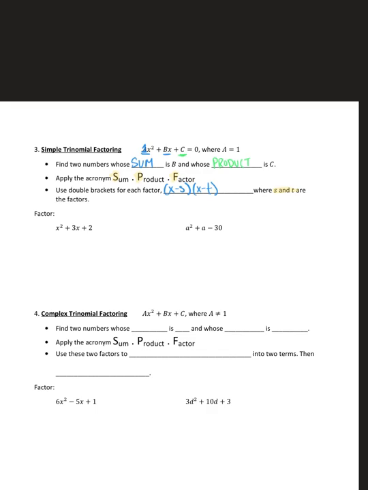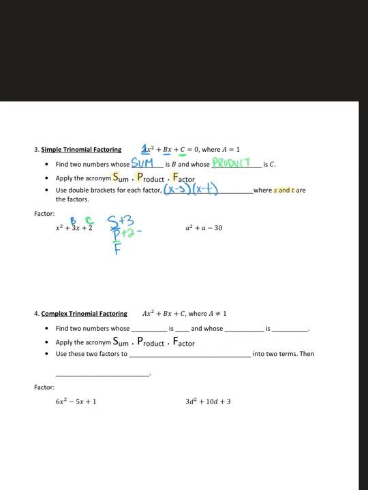So we're going to factor x squared plus 3x plus 2. So keep in mind, this is our b, and then this is our c. So we're going to set up SPF, and it says up top here that we need to find two numbers whose sum is b. So that's what the s represents. So whose sum is a positive 3, and whose product is c. Well, my c is right here, a positive 2. That's my product.